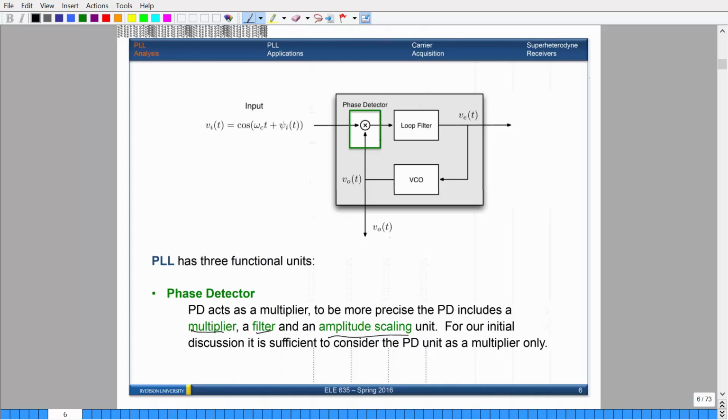But the point of the phase detector is that it determines a difference in phase between the input and the output, and then it adjusts the frequency so that the output that is coming out matches the frequency that is coming in. That's the point of the phase detector. But for now, we're just going to assume that the phase detector just has a multiplier only. And then we'll talk about the general case where you actually include the filter and the amplitude scaler. But just consider them as just being a multiplication unit for now.